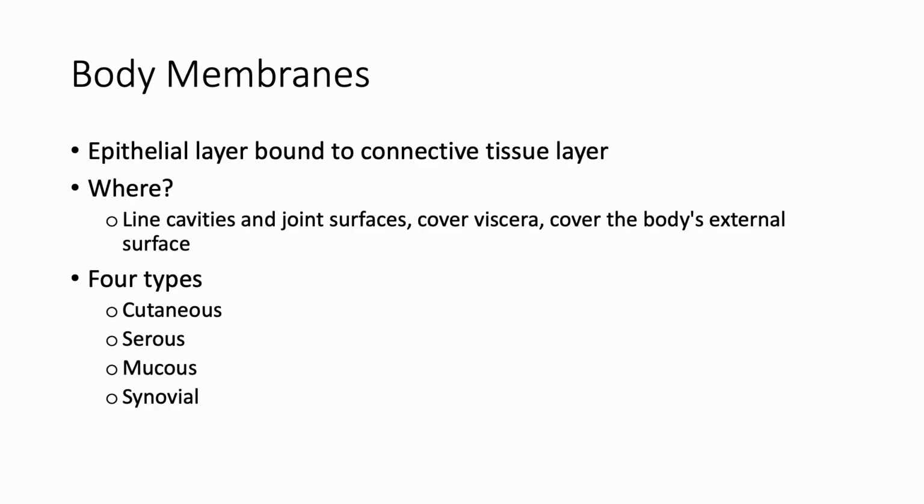All right, so what are our body membranes? Three of them are made of an epithelial layer bound to connective tissue. We have one type, the synovial, that actually is just a connective tissue membrane. But where do we find these body membranes? Well, they're going to line cavities, they're going to line joint surfaces, they cover our viscera or our organs, and they cover our body's external surface. So the four types are the cutaneous, the serous, the mucous, and the synovial.